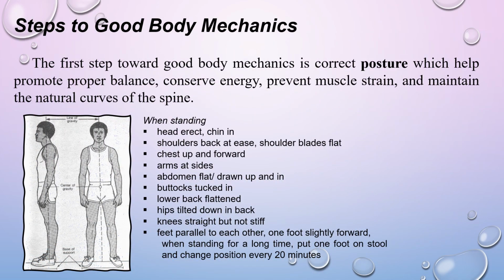Okay, next we have the steps to good body mechanics. The first step toward good body mechanics is correct posture. What is the first step towards good body mechanics? That is your correct posture, which helps promote proper balance, conserve energy, prevent muscle strain, and maintain the natural curves of the spine. So how are you going to achieve correct posture?